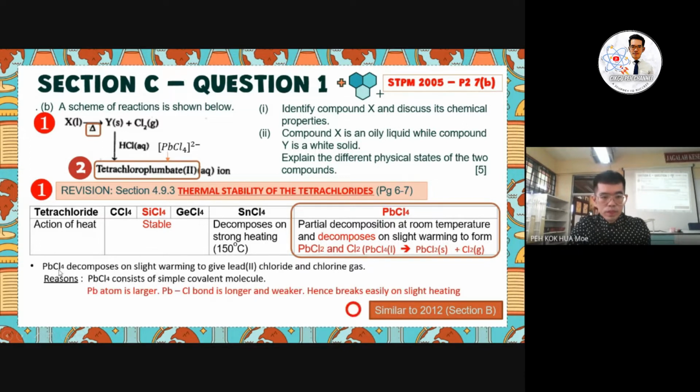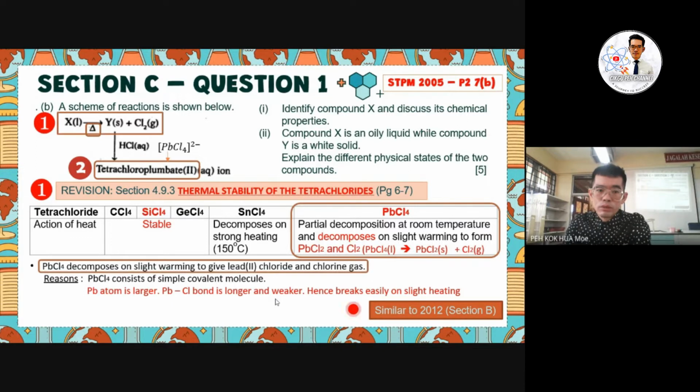There is more revision in your section 4.9.3. So why is lead tetrachloride easier to decompose? Because it is a simple covalent molecule with a large atom size. So the bond between lead and chlorine is longer and weaker, so it is easy to break when heated. The decomposition of lead tetrachloride is the same as the first equation here.